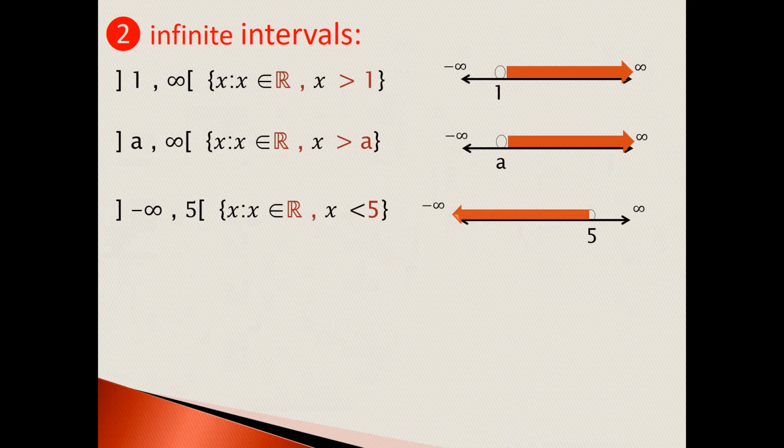Negative infinite is always open. 5 will be open because 5 is not included. Why? Because here the set is x such that x belongs to R, x less than 5. I don't have or equal. So how can I write it on the number line? I'll put the point on 5, and I'll go to the left because I want to go to the negative numbers.